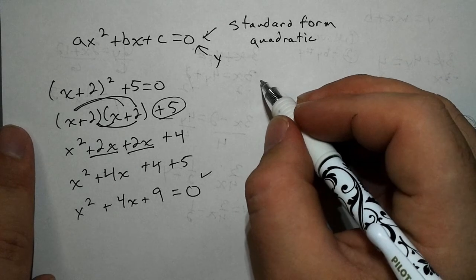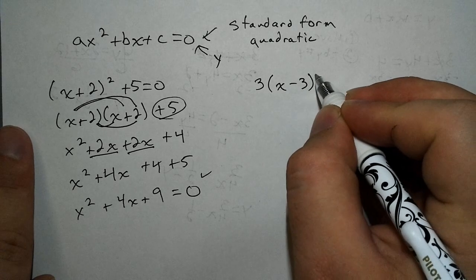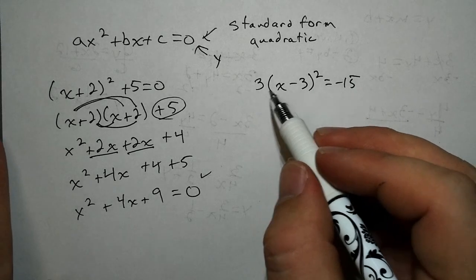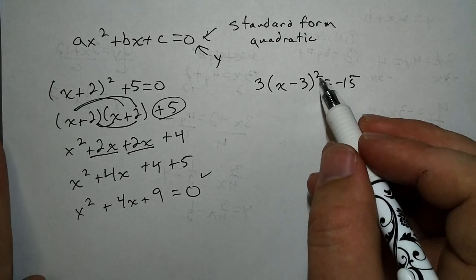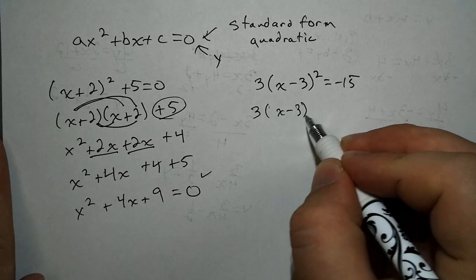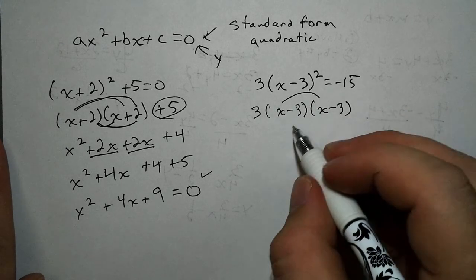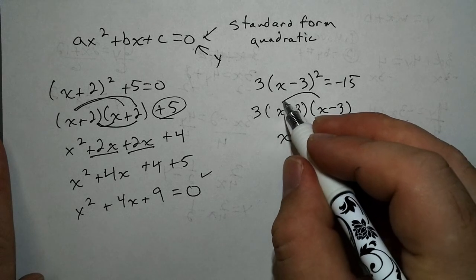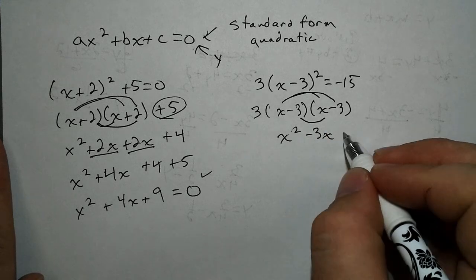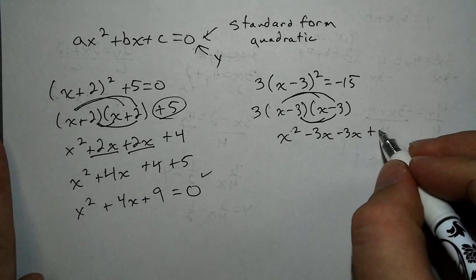Sometimes they'll show it to you like this, or you have a number outside the parentheses. You have to do exponents first though. So we're going to still have a 3, but we've got to do x minus 3 times x minus 3. So FOIL that. First terms, x times x, x squared. Outside, x times negative 3, negative 3x. Inside, negative 3 times x, negative 3x. Last, negative 3 times negative 3, positive 9.